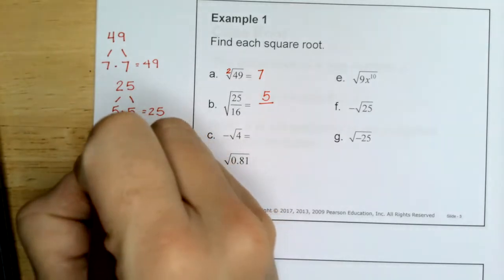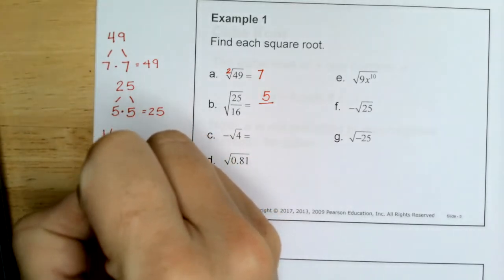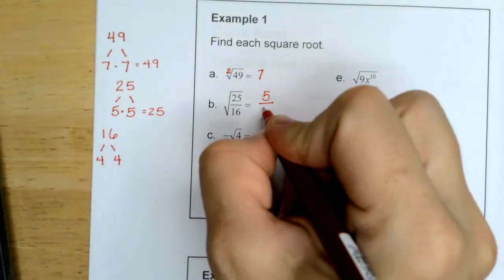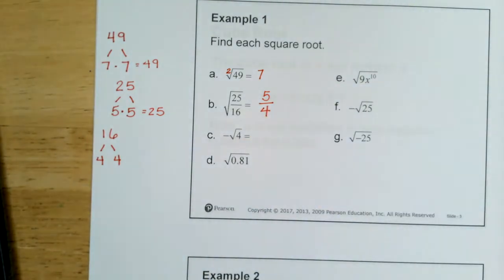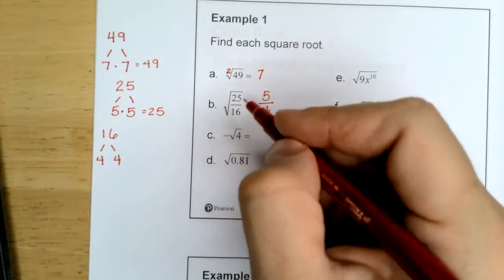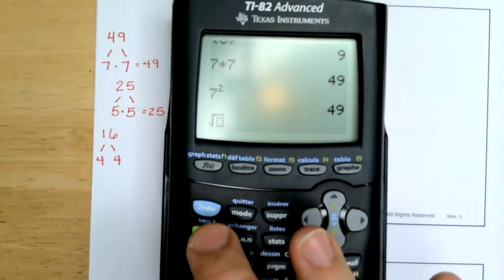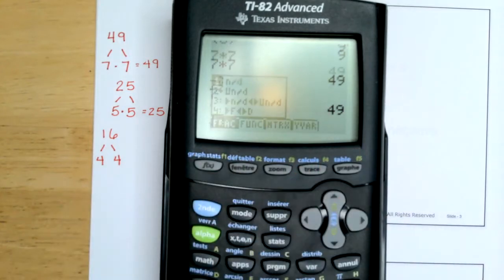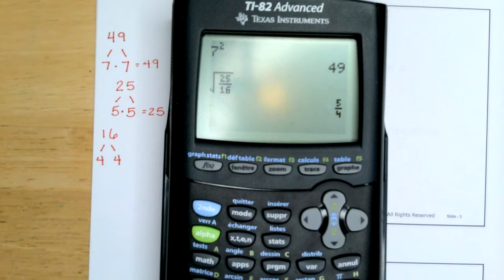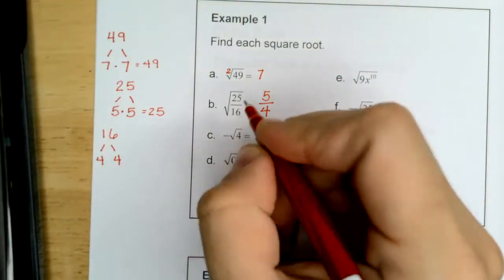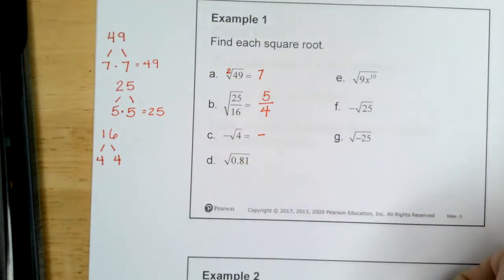The square root of 16 is 4 and 4, right? So the square root of 25 over 16 is 5/4. Remember, if the negative's out in front, we just pass it on.